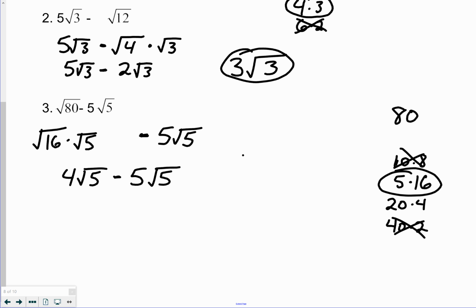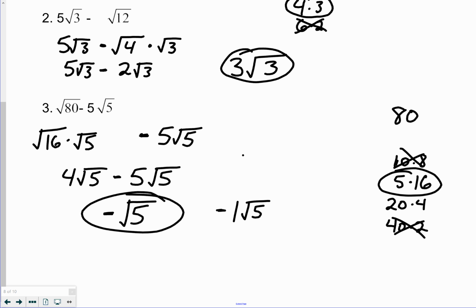So what's going to be the answer once I subtract 4 minus 5? Negative square root of 5. Now I get students that write negative 1 times the square root of 5, which I'll accept. But if you want to be one of the cool kids, you don't put that 1, so it's negative square root of 5. Mathematicians won't write that 1. Kind of like with the square root, you're not going to put the index of 2, and you're not going to write 1x. We don't write that.